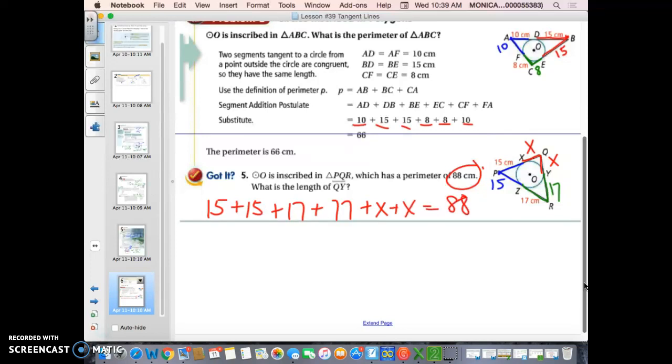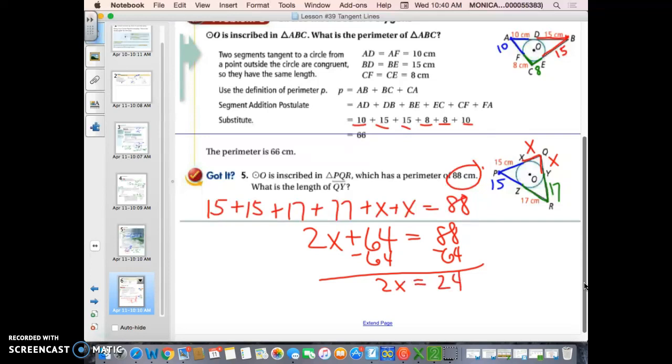And this just simplifies to a simple two-step equation. This is 2x plus 64. So you just subtract 64. 2x equals 24. Divide by 2. X equals 12.